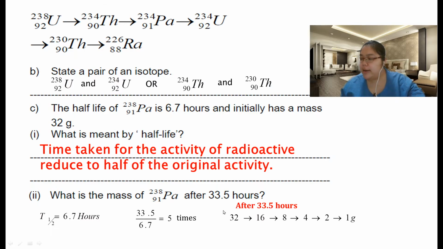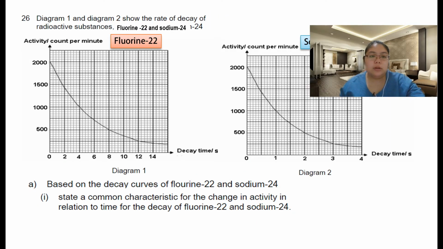Okay, next we go to the following question. Okay, let's see this part. They have 2 diagrams. They show the rate of decay of radioactive substances. First one is fluorine-22. Another one is sodium-24. Now the first one: y-axis is activity, count per minute. X-axis is decay time in seconds. This one is also the same. Now we see the starting point is 2000. What's the difference now? The difference is the decay time.